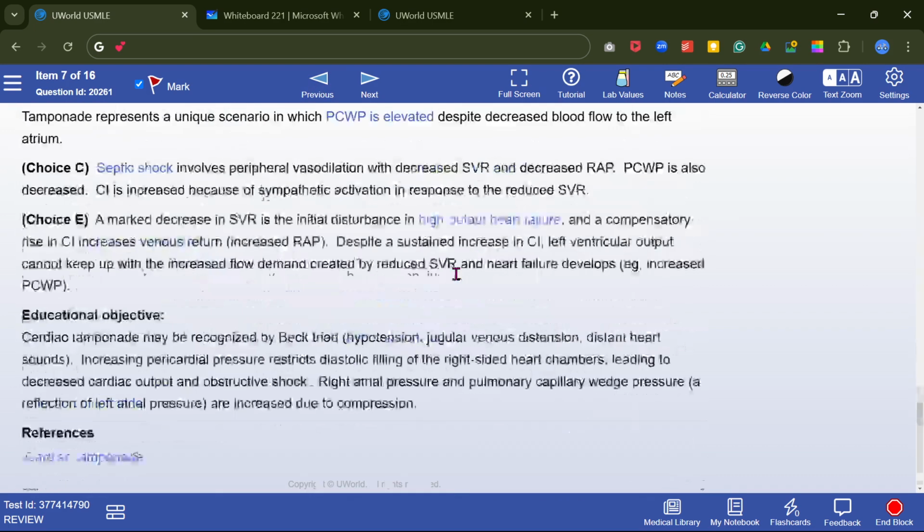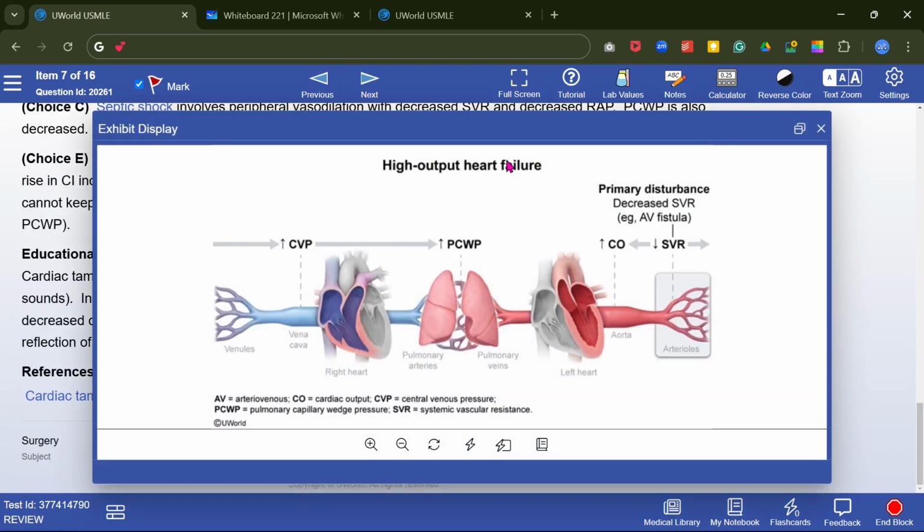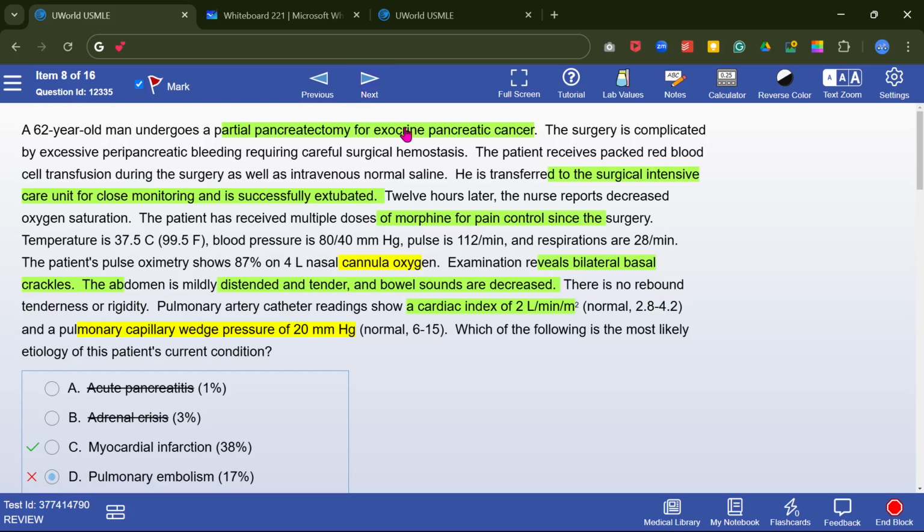But in AV fistula, in high output failure, central venous pressure is again increased, pulmonary capillary wedge pressure is again increased, but the cardiac output is increased. In cardiogenic shock, cardiac output is decreased, and systemic vascular resistance in high output failure is decreased. Got it. Next.